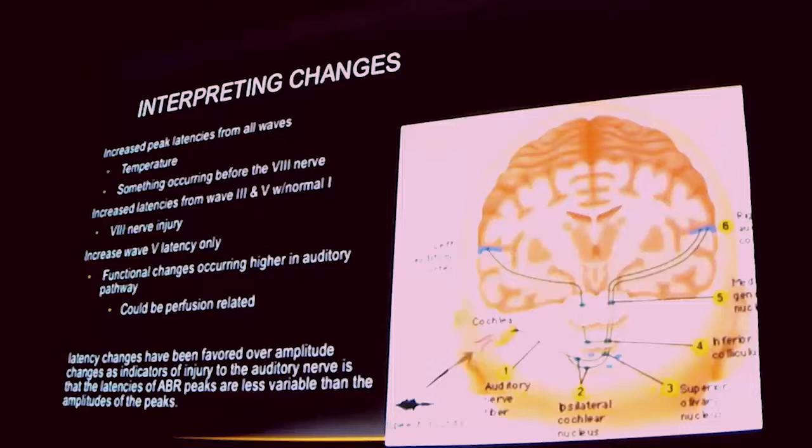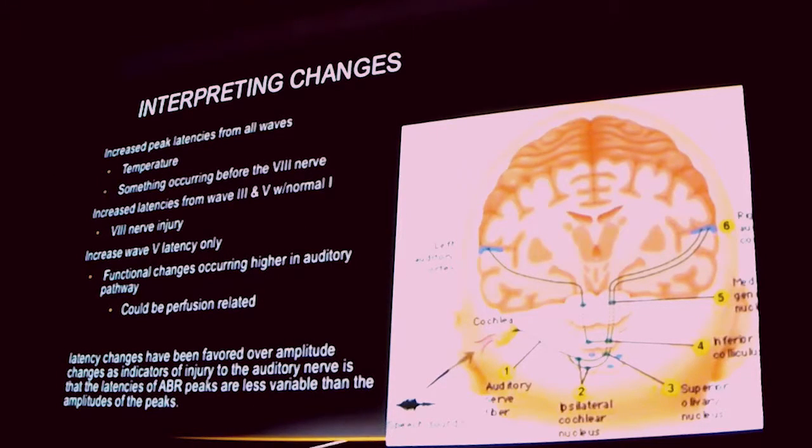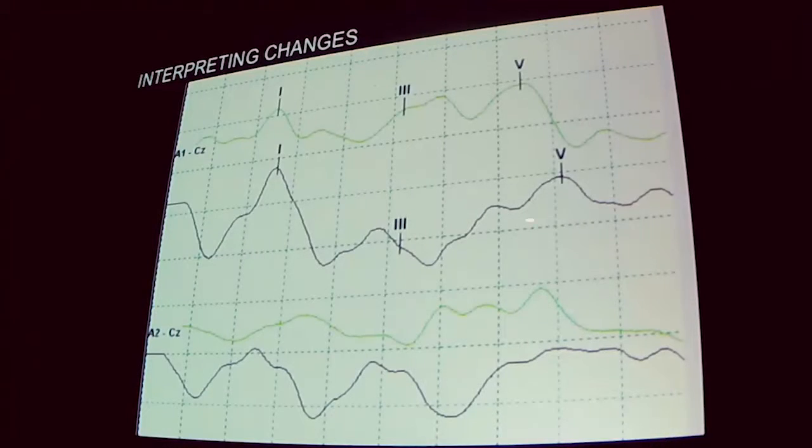So latency changes have been favored over amplitude changes as indicators of injury to the auditory nerve. The ABR peak latencies are less variable than the amplitudes. So this is showing you a shift of wave 5 starts going way out. That was caused by compression of the brainstem and retracting the cerebellum.